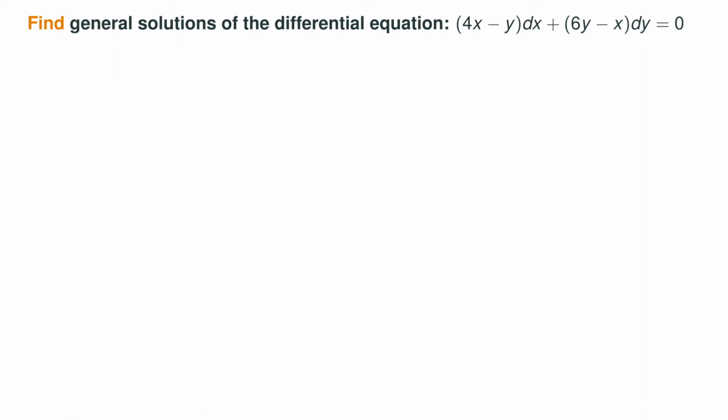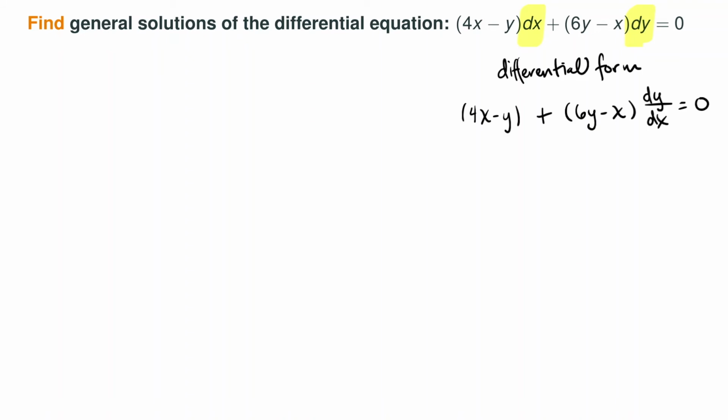Looking at this differential equation, we notice that it's a slightly different format than we're used to seeing. We have our dx and our dy term. This is called the differential form. And it's important to note that we could rewrite this, if we wanted to, in the equivalent format of this. So these equations are the same, they just differ in formatting. And as we're looking at this, we might want to see if this is an exact equation.